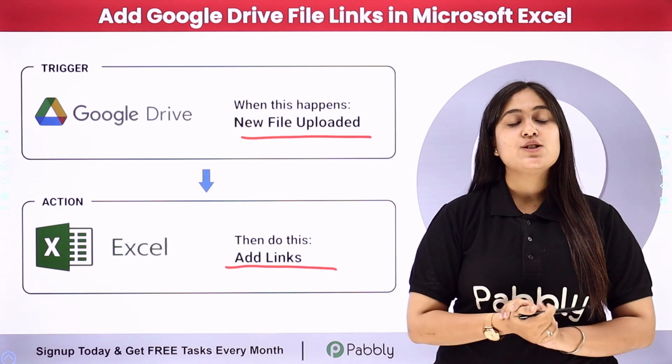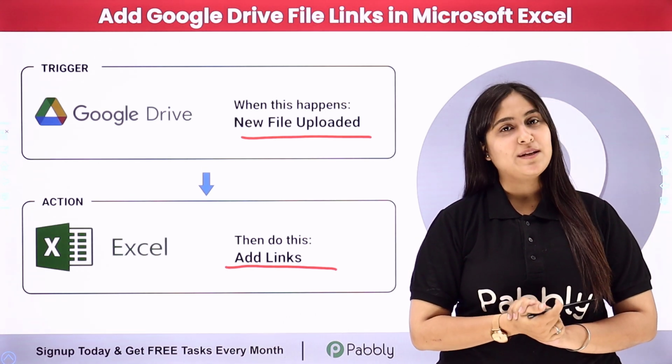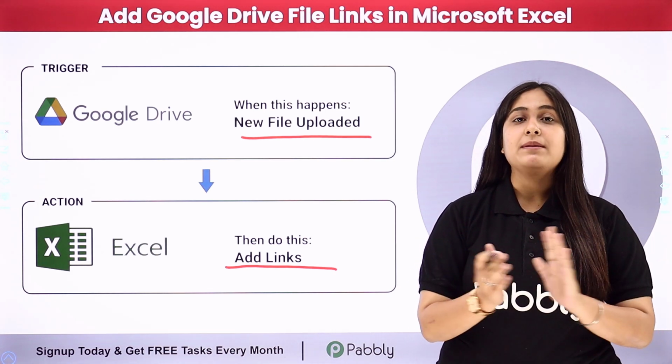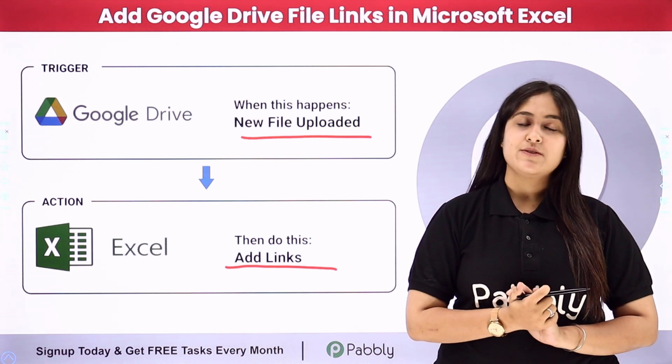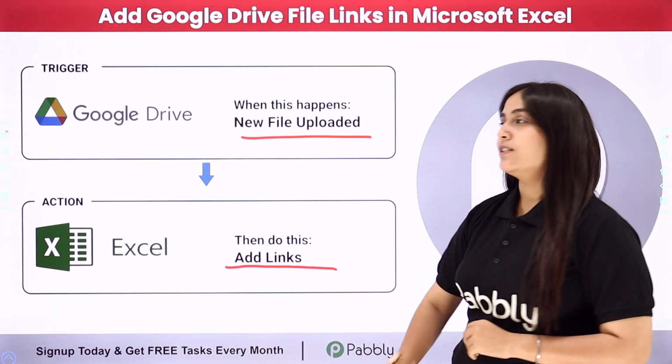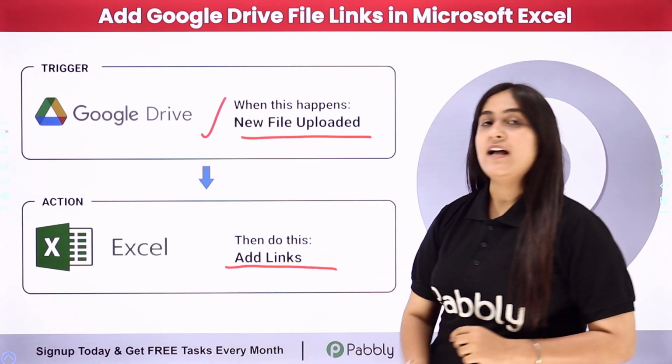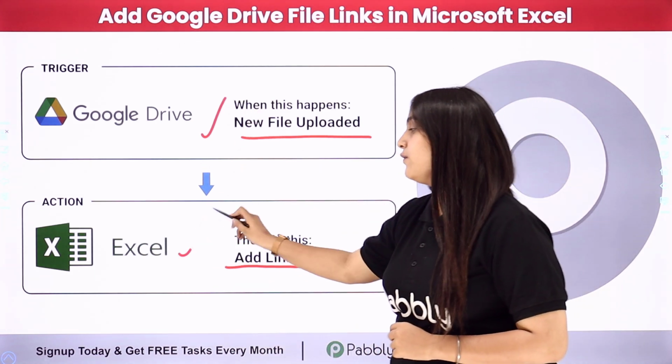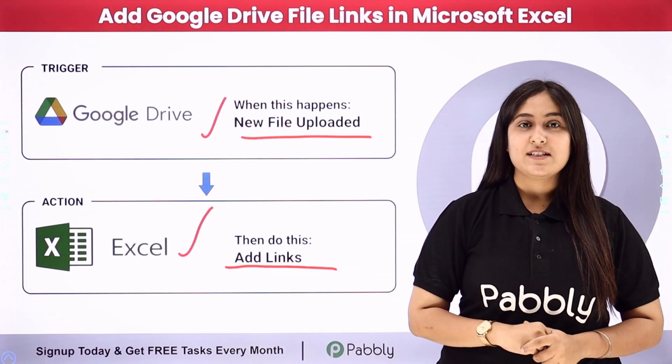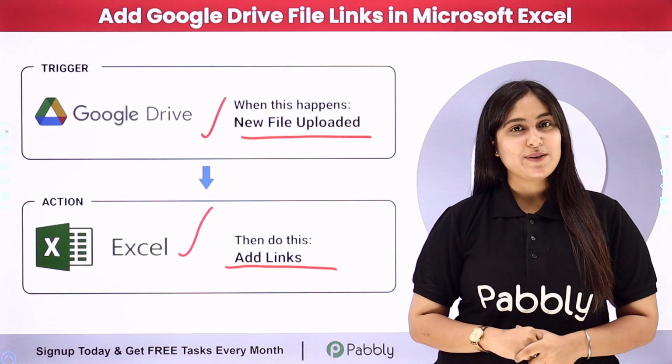And to build this connection, I'm going to use an automation software named Pabbly Connect. So here Pabbly Connect works on two principles, that are trigger and action. So here our trigger application will be Google Drive and our action application will be Microsoft Excel. So to learn this process step by step, let me take you to my screen.